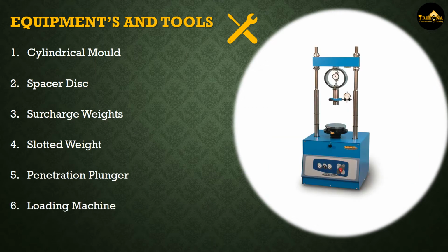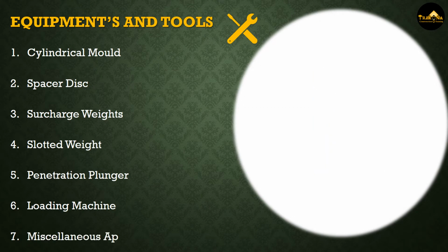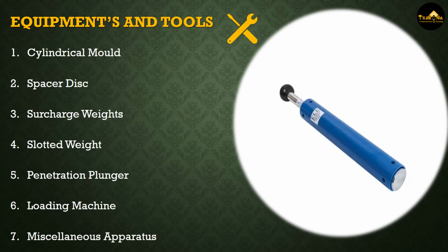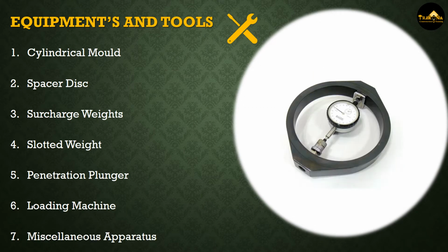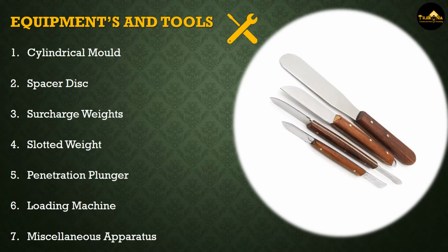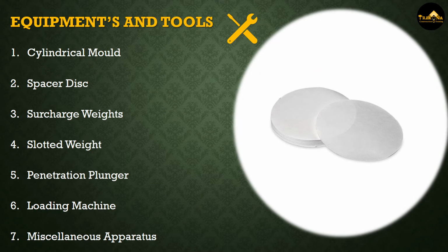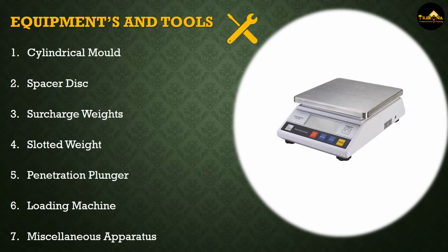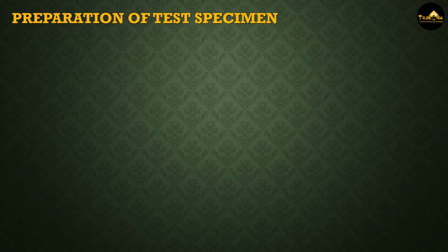Loading machine of capacity of 5,000 kg and capable of traveling vertically at a rate of 1.25 mm per minute. Miscellaneous apparatus such as a compaction rammer, proving ring, dial gauges, mixing tools, filter papers, weighing balance, measuring cylinder. Preparation of test specimen, undisturbed specimen.